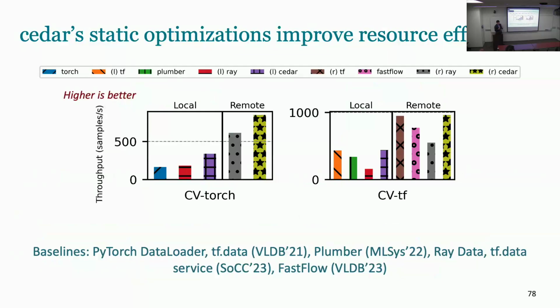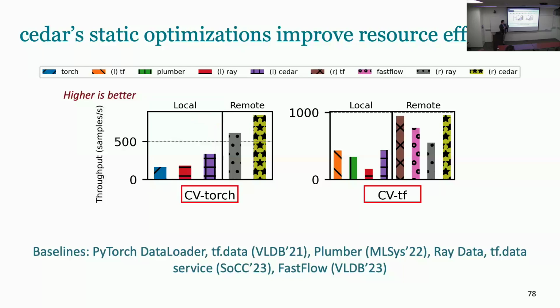So first, let me start with the static optimizations. Specifically, we compared Cedar against several state-of-the-art ML preprocessing frameworks like PyTorch data loaders, TensorFlow data, FastFlow, etc. For each of these systems, we have two deployment scenarios. A local scenario where each system is able to use only the training node's host CPU to perform processing. And also a remote scenario where these systems, if they're able to, are able to offload processing to a remote service like DBP and scale it up to offload some of the pre-processing that it's performing.